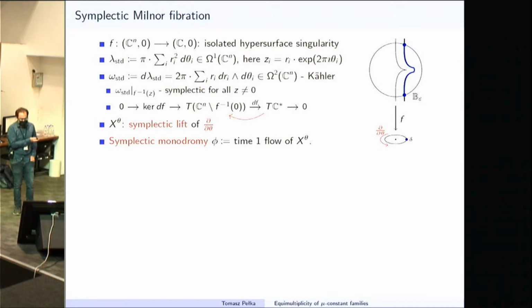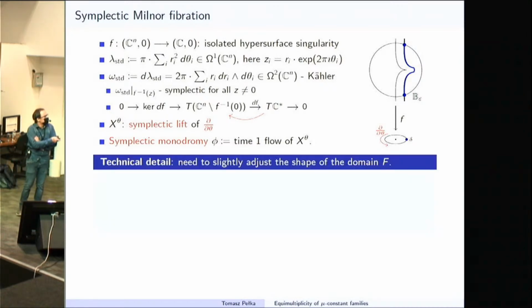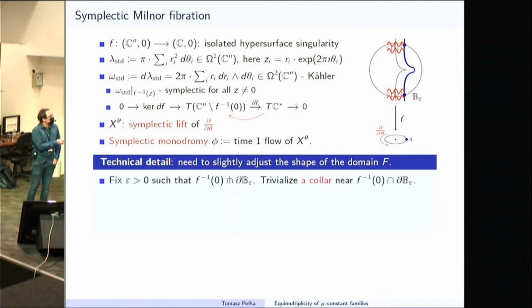I define the symplectic monodromy, but there is one technical detail: there is no reason why this symplectic monodromy should map the Milnor fiber, this blue intersection, to itself. In particular, it must preserve area, so I cannot guarantee that I will still be in the ball. I might escape the ball for a moment. And to deal with this, I just adjust the domain, the Milnor fiber, a little bit in the following way. So this is a technical detail, so you don't need to understand it really well. It's just a way to overcome this.